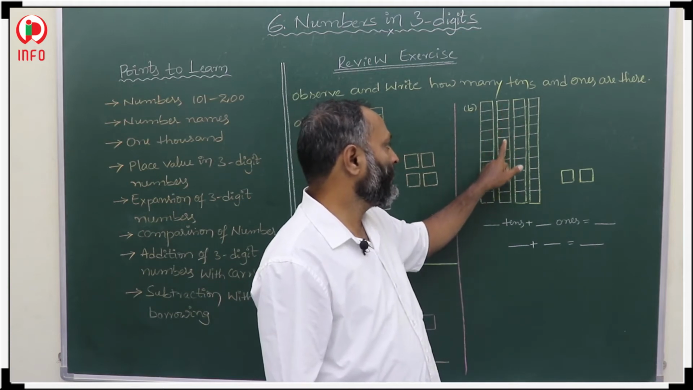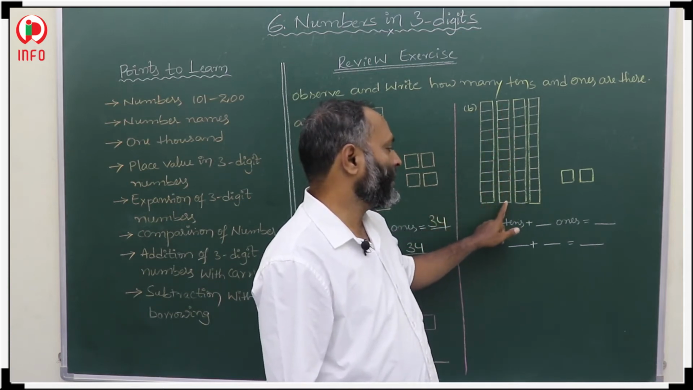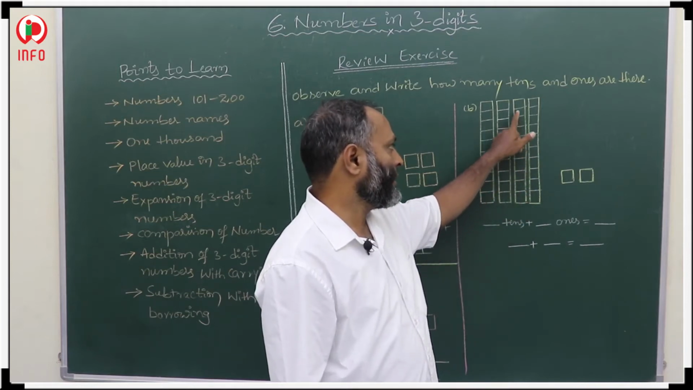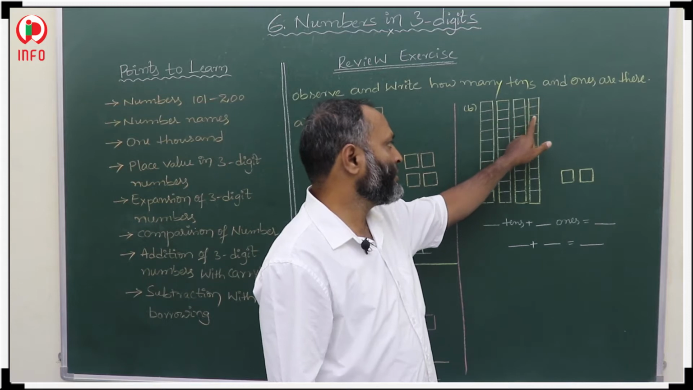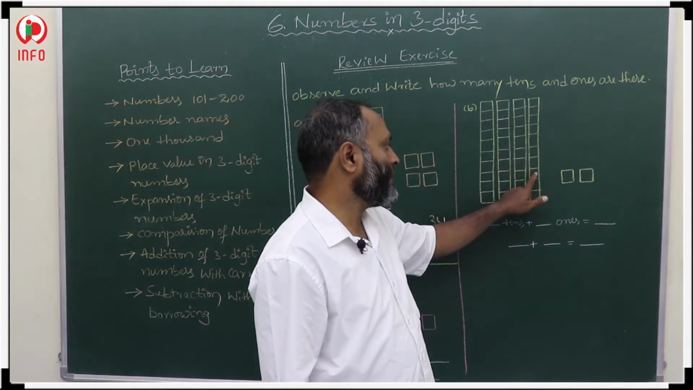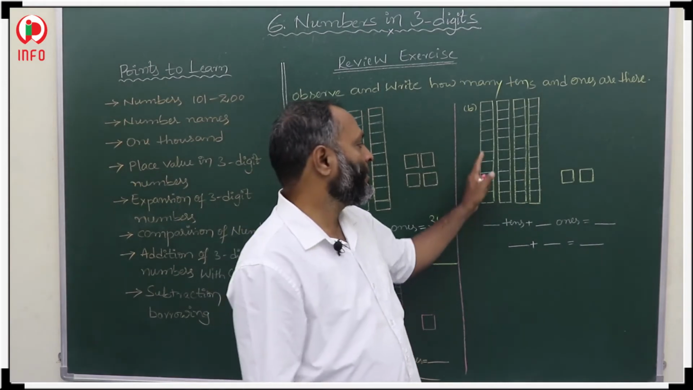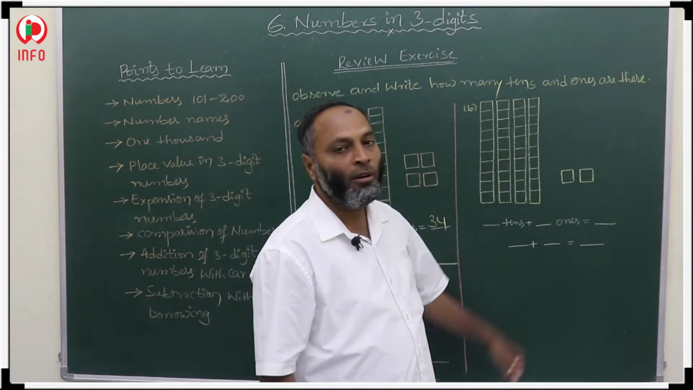1, 2, 3, 4, 5, 6, 7, 8, 9, 10. 10 cubes were there. So then how many tens? 1, 2, 3, 4. 4 tens.